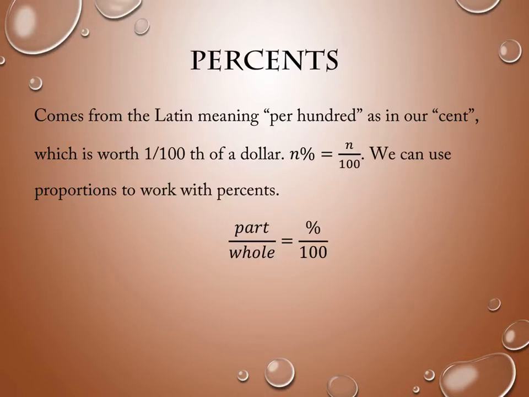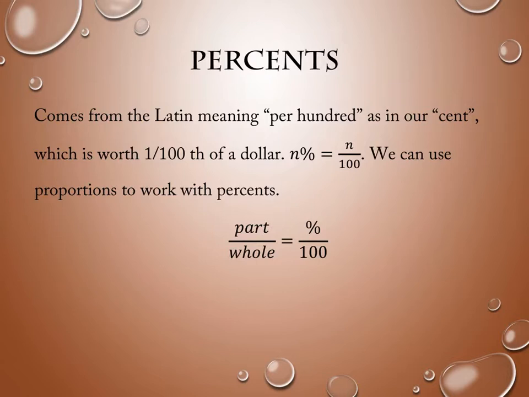The word percent actually comes from the Latin word meaning per hundred, as in our cent, like a penny, which is worth 1/100th of a dollar. So when we write down n%, we mean n out of 100. So 30% would mean 30 out of 100. We can use proportions to work with percents, and that's how I'm going to structure what we do today.